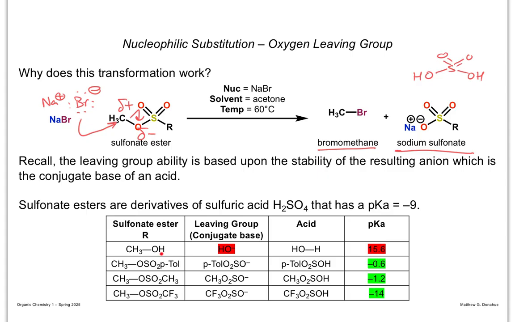So in our table, we've activated the hydroxyl group by removing the H, putting on a sulfonyl group. Then we get this sulfonate leaving group. And then we look at the conjugate acids, we see they're all less than 0. So that means they're good leaving groups. Any questions on that so far?